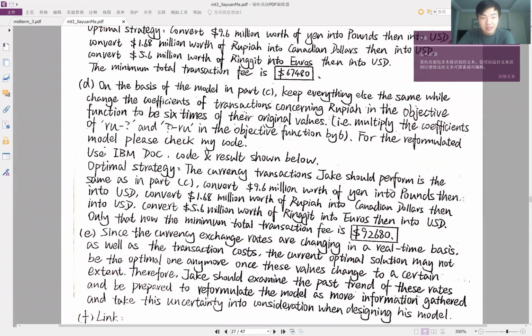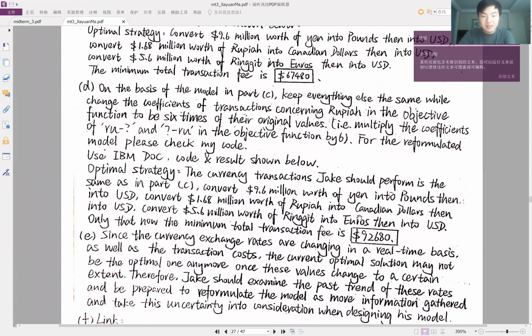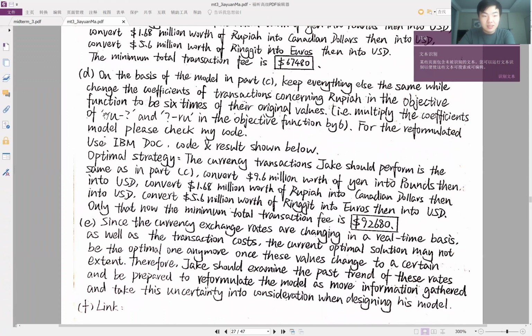And the solution we obtained, surprisingly, is that the transactions we need to do are still the same as in part C, but the total transaction fee is even more, which makes sense because we have a higher transaction fee for this currency, Rufian or something, I don't know, sorry.